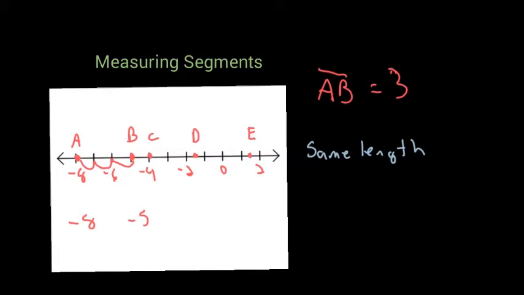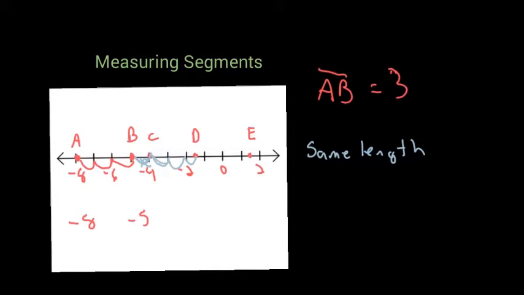Next, we want to find a line segment that has the same length as AB, which was 3. If you look at B to C, that's only 1, that doesn't work. B to D, that's 1, 2, 3 and a half. 3 and a half is not the same as 3. And obviously B to E is going to be way too long. So then we look at C.